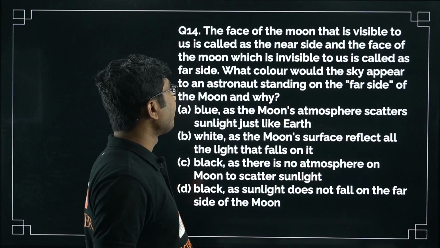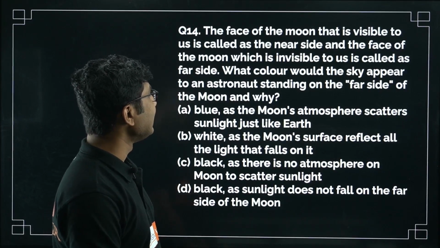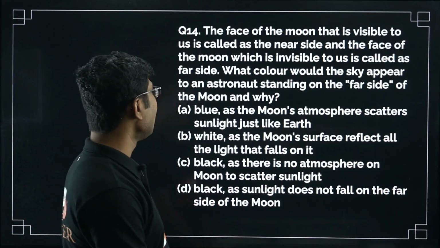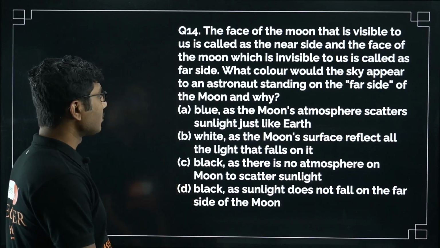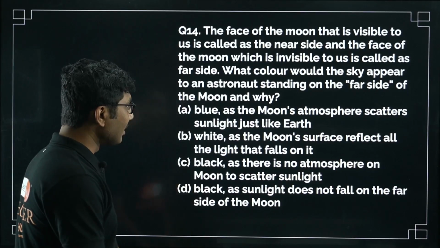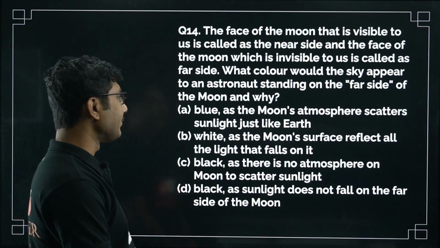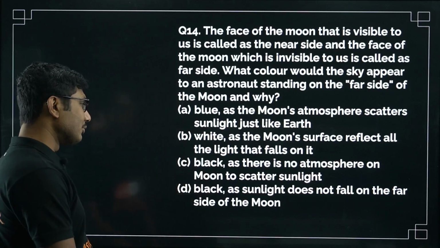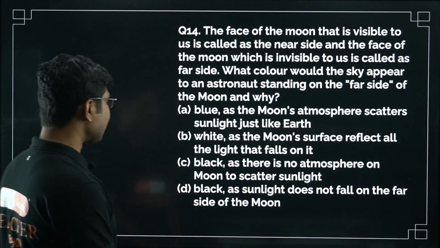Question number 14. The face of the moon that is visible to us is called the near side, and the face of the moon which is invisible to us is called the far side. What color would the sky appear to an astronaut standing on the far side of the moon, and why? Blue, as the moon atmosphere scatters the sunlight like earth. White, as moon surface reflects all the light falls on it. Black, as there is no atmosphere on the moon to scatter sunlight. Black, as sunlight does not fall on the far side of the moon.